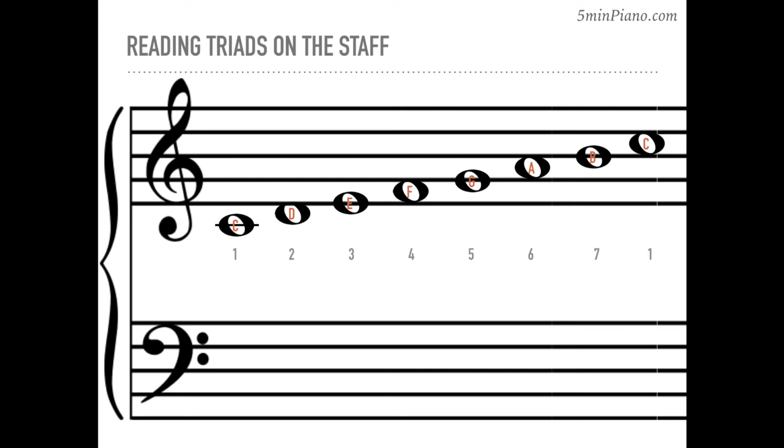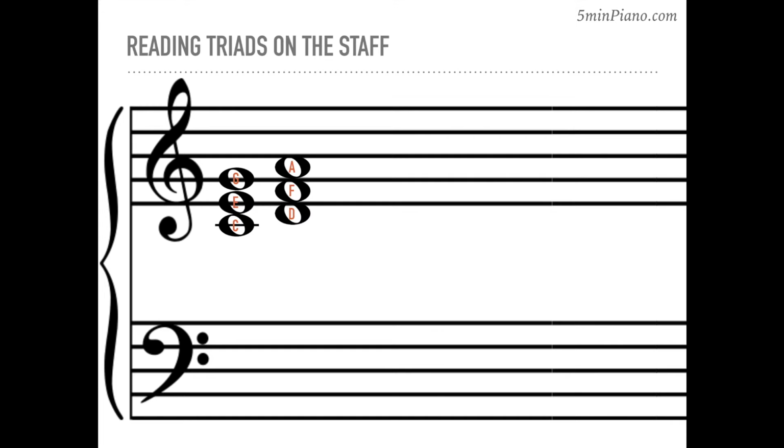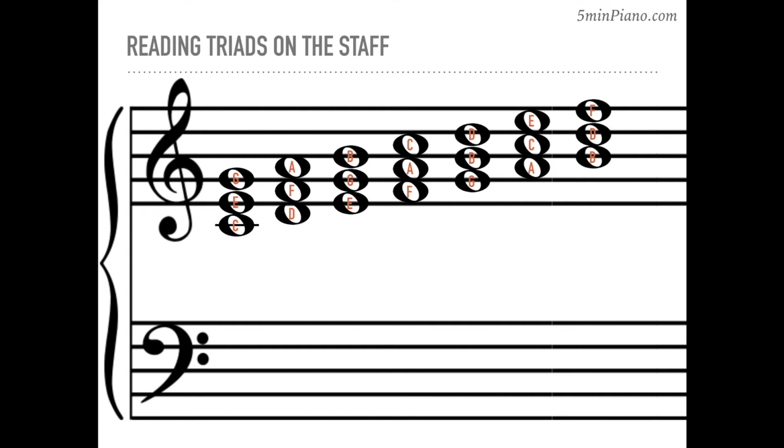Last video, we learned how to build a C major scale. We use numbers to indicate the steps of a scale. We can build a triad on any note of the C major scale. C, D, E, F, G, A, B, and then we're back to a C triad at the top. So in music, we use Roman numerals to identify triads as opposed to regular numbers which describe the single note of the scale. Let's find these on the keyboard, starting with a C triad on middle C.